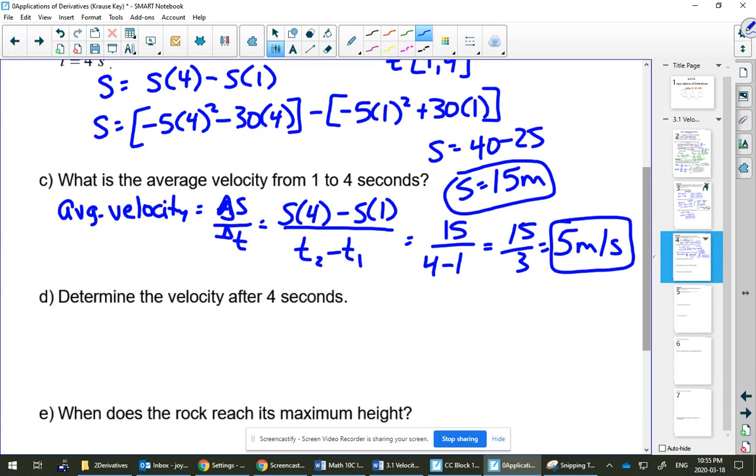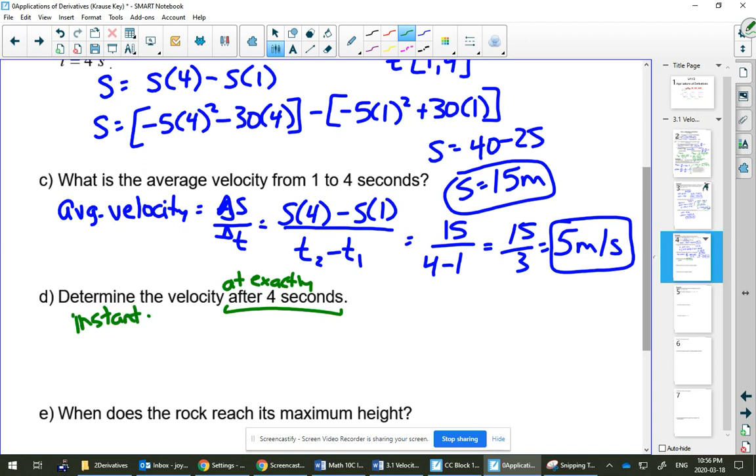But if we're asked to determine the velocity after 4 seconds, then we're looking for an instantaneous velocity. The instantaneous velocity would mean looking for the velocity at exactly 4 seconds. So this is instantaneous.